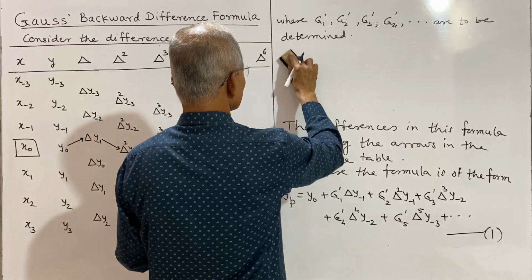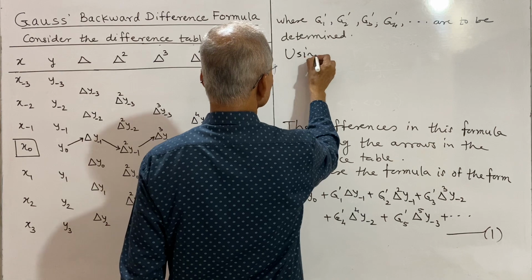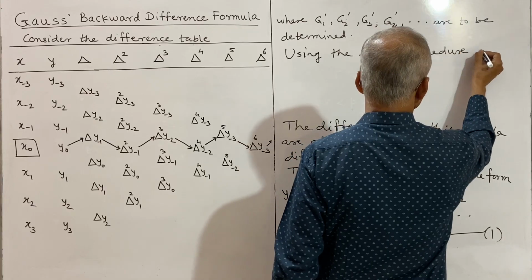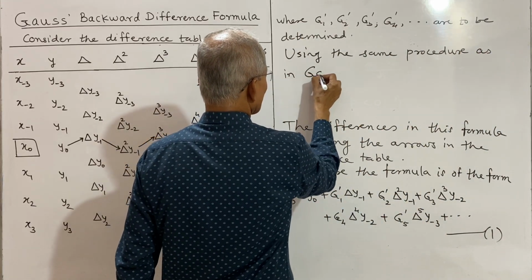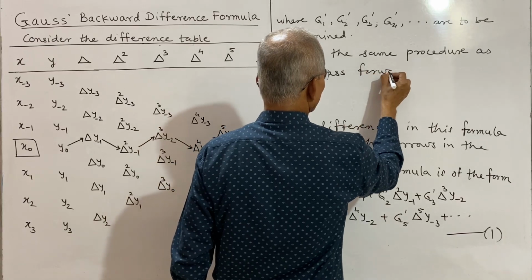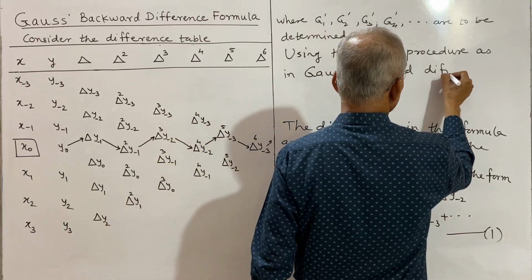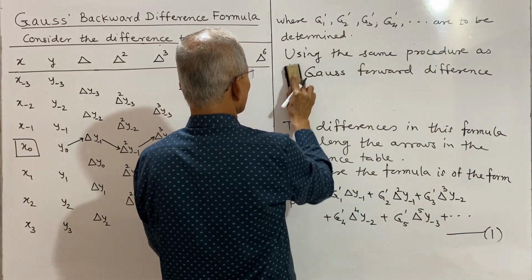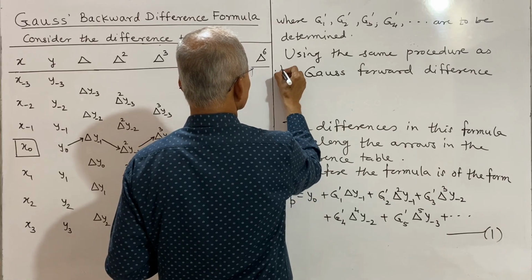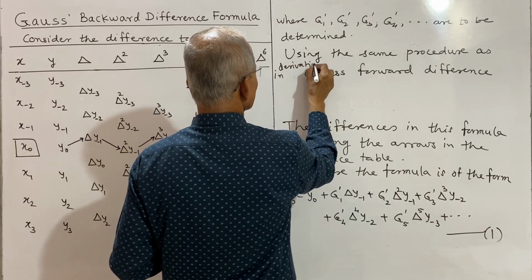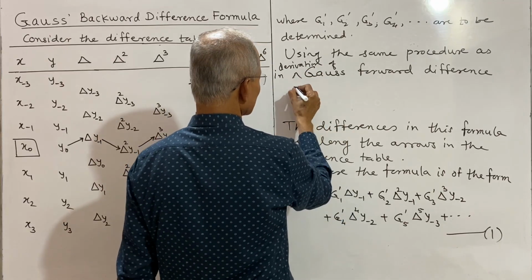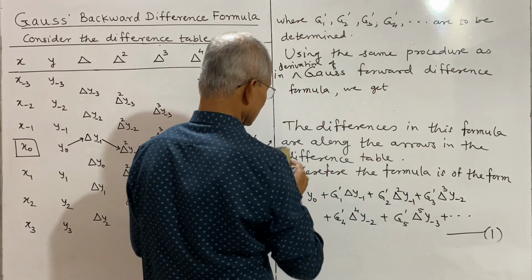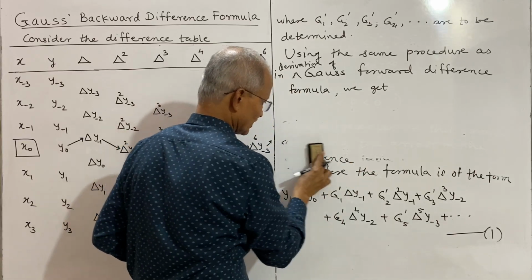And likewise, using the same procedure as in the derivation of Gauss forward difference formula, we get, I shall write now directly the values of g1 dash, etc.